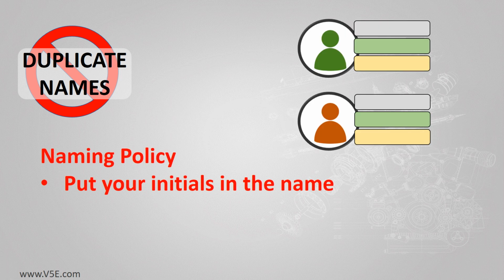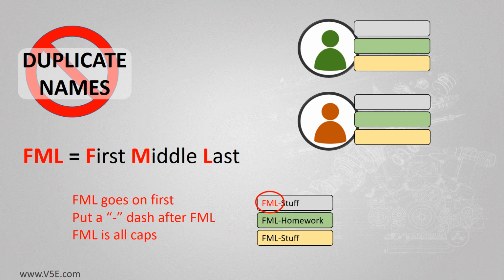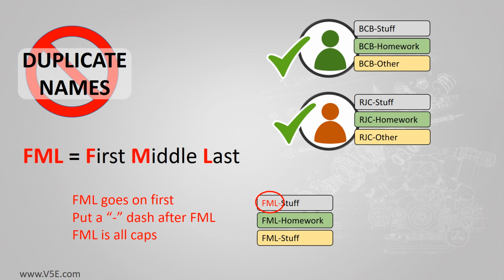So we need some kind of a naming policy. And the policy will be you need to put your initials on everything you do. We call this FML dash. First, middle, last, followed by a dash. You follow these rules exactly. FML goes first. It's the prefix followed by a dash. And the FML is always all caps. Okay, you can see the example of it here. It's very simple. Just follow it exactly. So you should put your initials on every collaborative space.